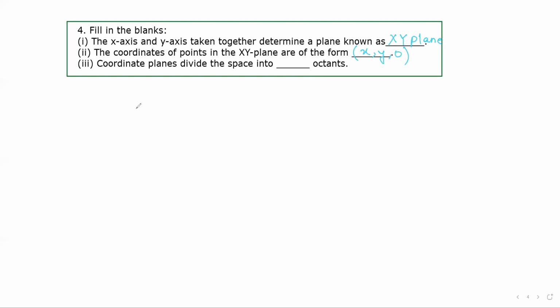The coordinate planes divide the space into dash octants. We know that coordinate planes means all 3 coordinate planes: XY, YZ, and ZX. This is 3-dimensional geometry, so it will form 8 octants.